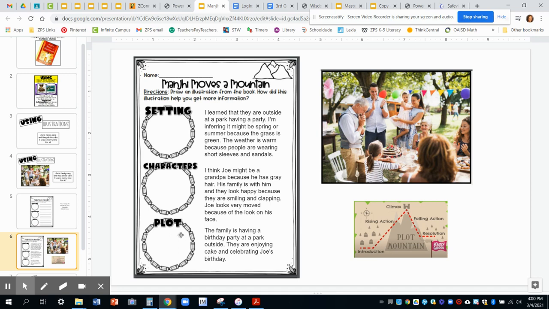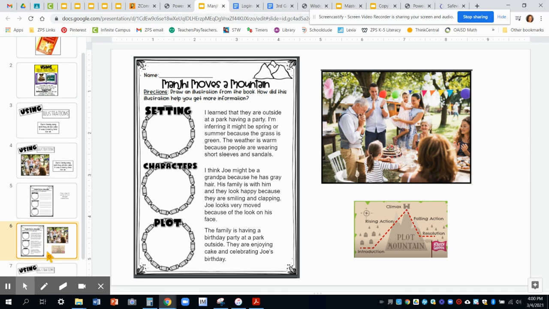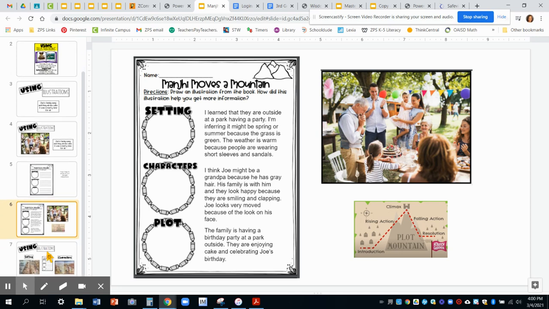And remember, plot is just what's happening in the story. It's like all the events that occur, and it takes you, the reader, on a journey through the story, right? It has all those different parts. You don't have to talk about all those parts, but I want you to kind of wrap up for me what the plot is, what's happening in this story. Remember, your copy will be in your Google Classroom, okay? So you'll look for that there.